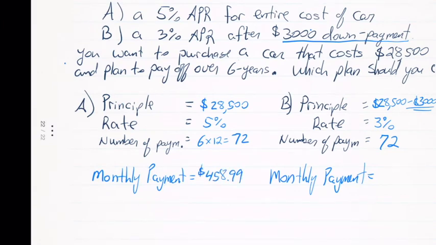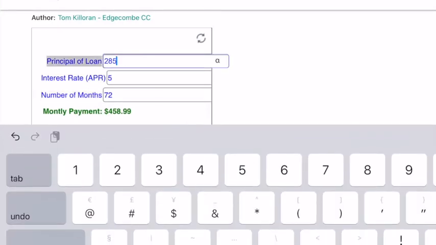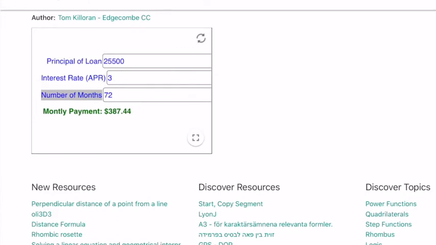And then option B, we just have to change a few things. 25,500, 3%, 72 months. $387.44.